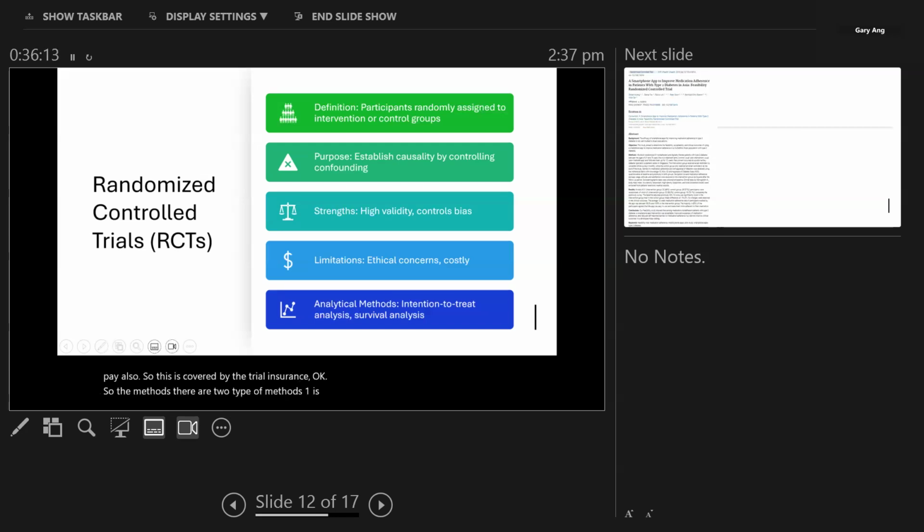One is called intention to treat. One is as protocol. Want to guess what the two mean? What is intention to treat and what is as protocol? Intention to treat is the treatment. Protocol is just the gold standard.